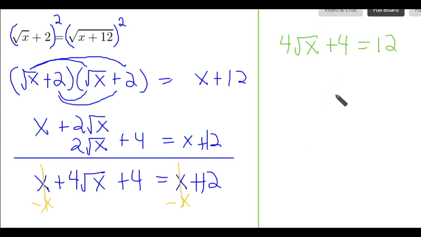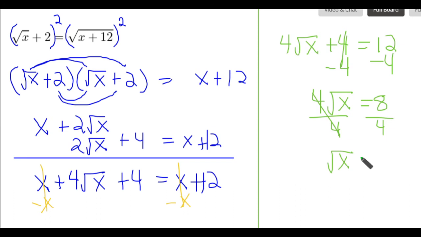Should be a 12. Now, this is solving a radical equation just like all of our other ones because now I just need to get my square root by itself. I'll subtract 4 on both sides. 4 times the square root of x equals 8. Now I want to divide by 4 on both sides, and that gives me square root of x equals 2. To finish solving, I need to get rid of the square root, so I'll square both sides. That gives me x equals 4.